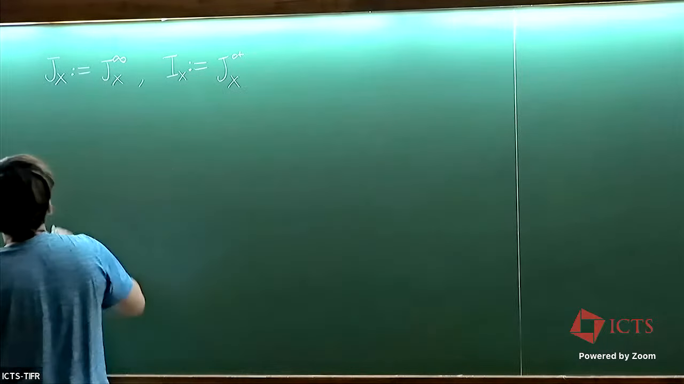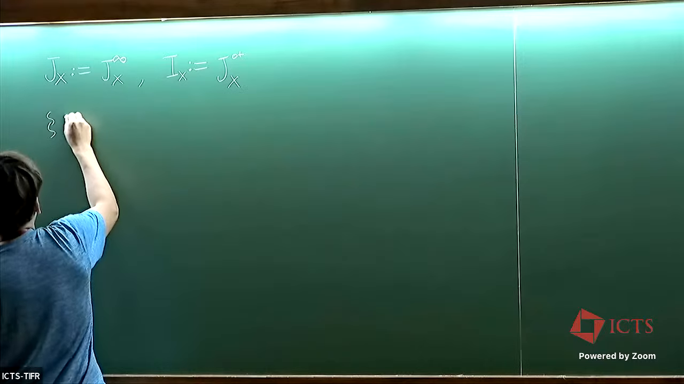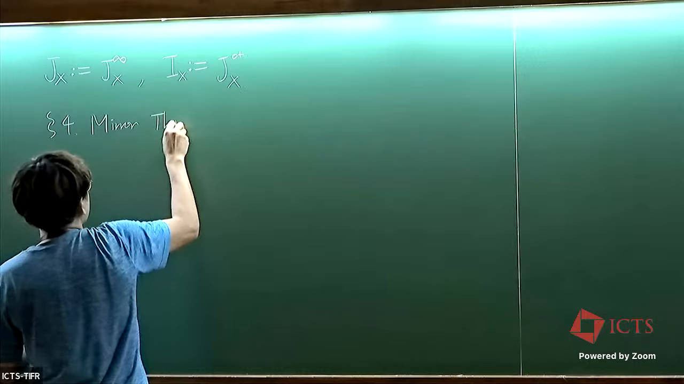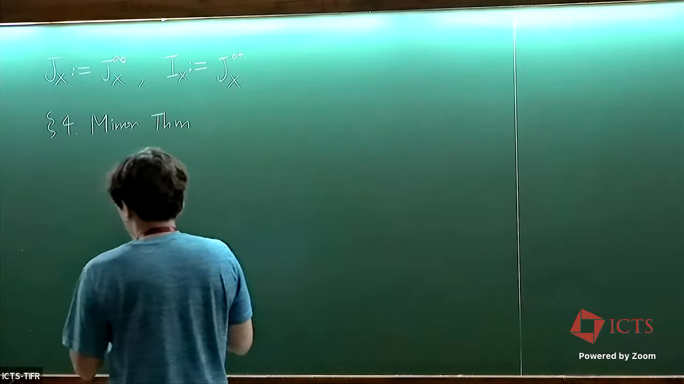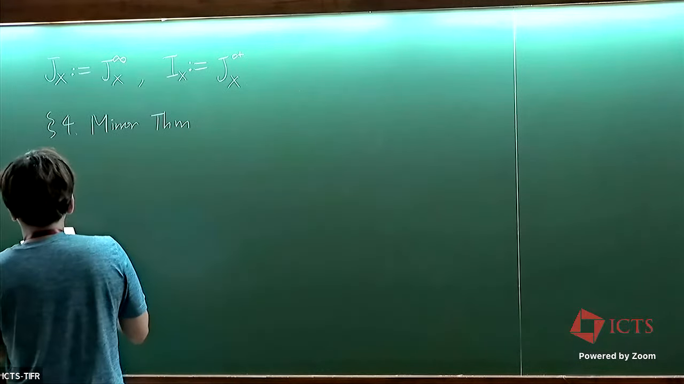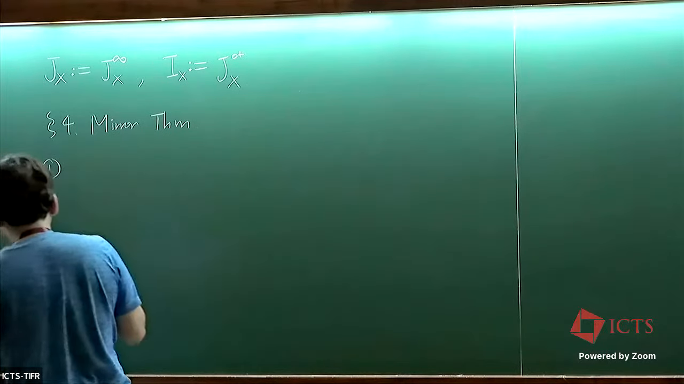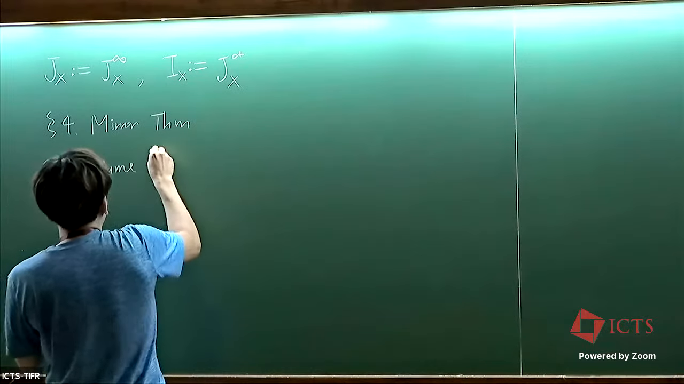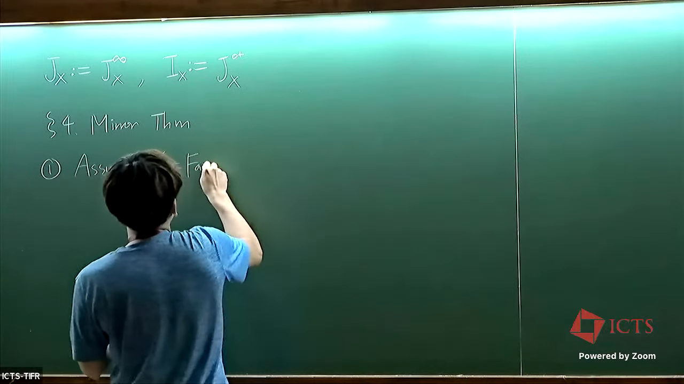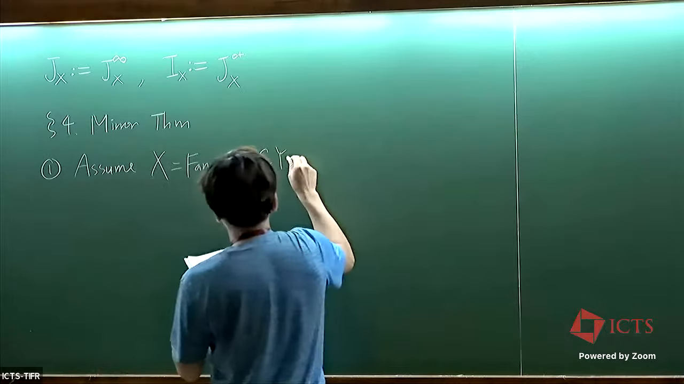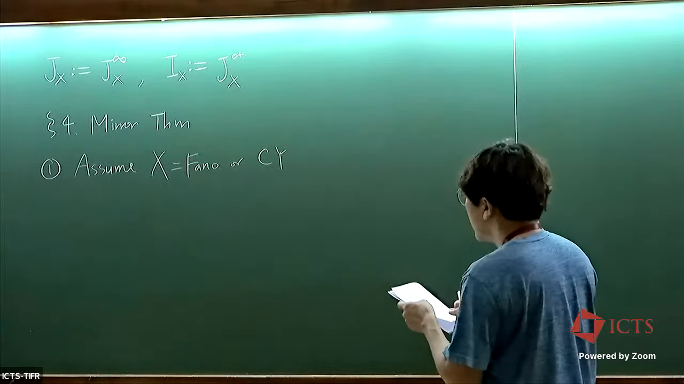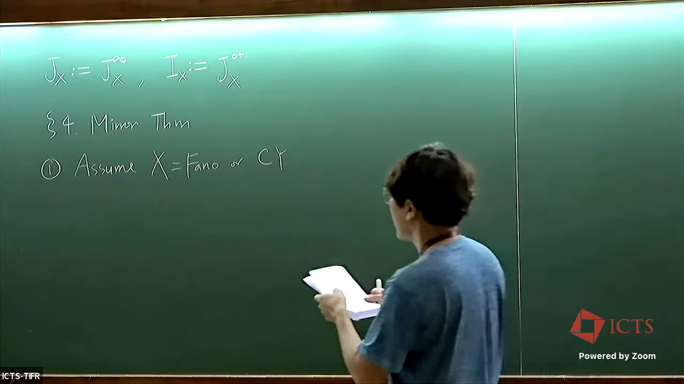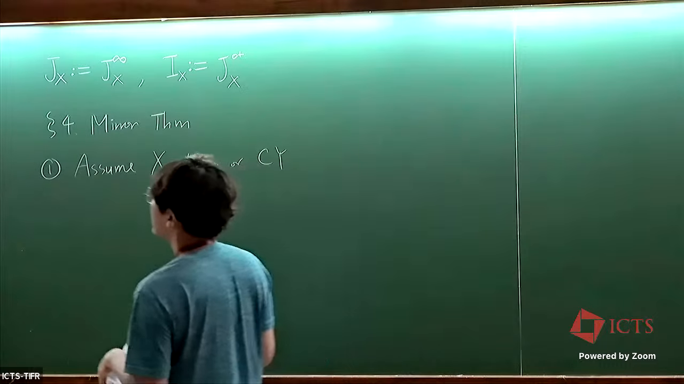Then I think I'm ready to explain the mirror theorem. Although it is not important, let's assume our X is either Fano or Calabi-Yau, because in this case the mirror map is explicit. So I will explain what that is.